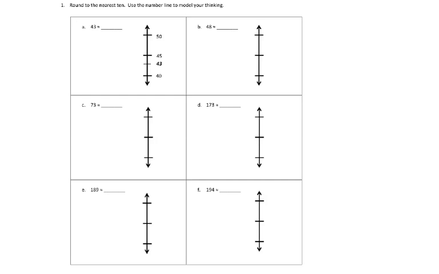So the first one, A, is 43. If you look at the number line, we have 40 and then 50, and the midpoint is 45. 43 falls below that midpoint, so it's closest to 40. Okay. So the next one, B, 48. Well, 48 is between 40 and 50. The midpoint is 45, and 48 is above the midpoint. So let me just write 48 here. So it's closer to 50.